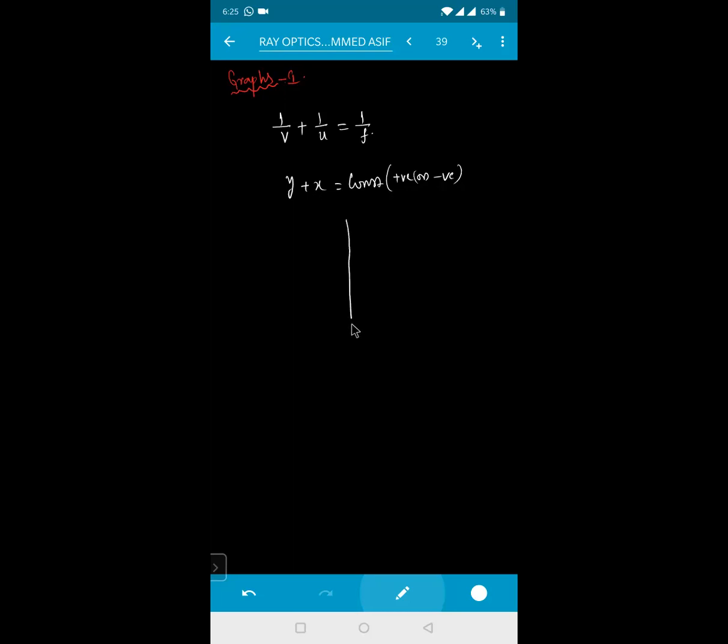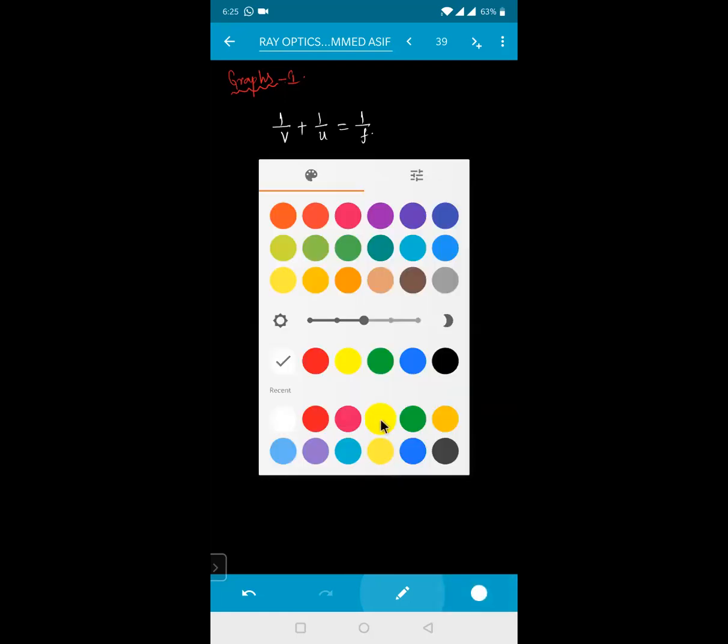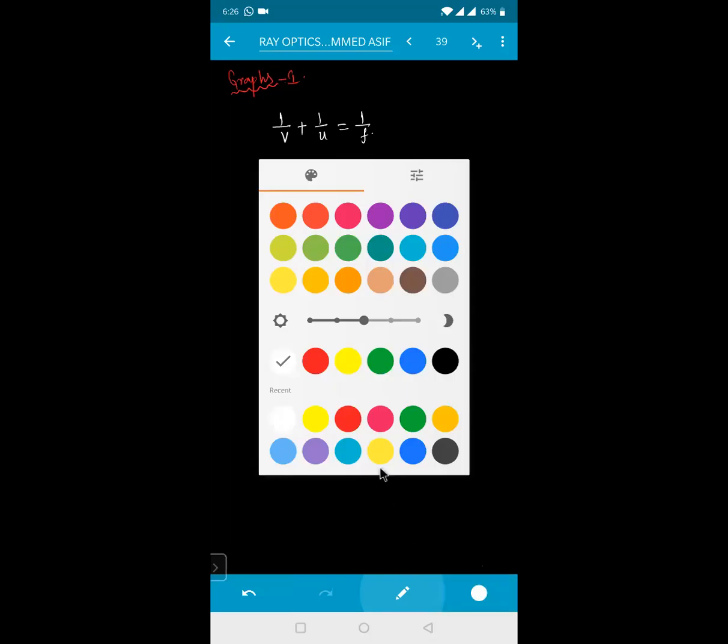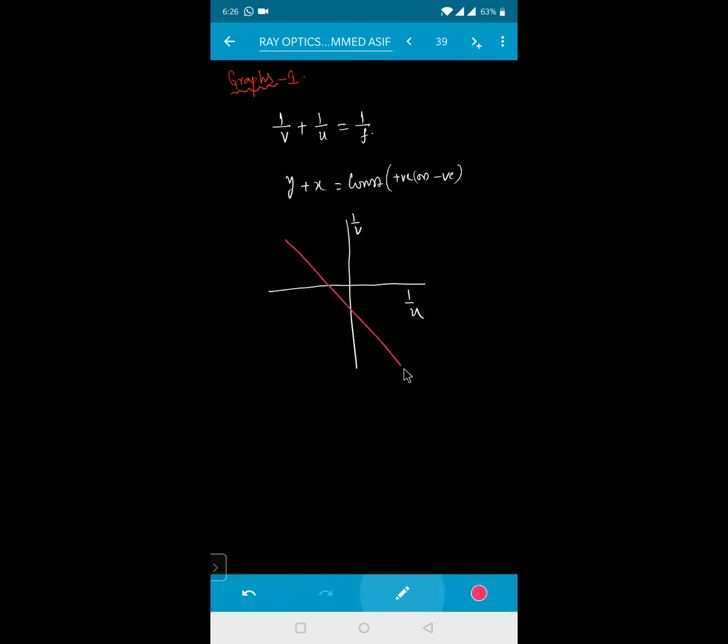So if I'm drawing a graph for this one, it is a straight line graph. Sorry, it is not starting from the origin, because it has some constant. So this is your 1 by v and this is your 1 by u. This will be the x-axis. There is some constant for this one, so that is the reason the graph will be somewhat like this, isn't it?